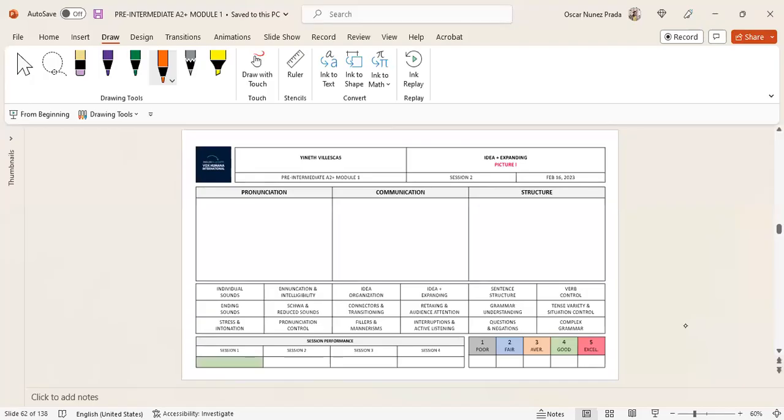Right, feedback for session number 2, idea plus expanding, picture number 1. So let's just start with the communication process here. For example, some techniques we can use when we talk about pictures is idea plus expanding, because that's the technique we need to use here. Okay, and for that, we need to use, for example, connectors and transitioning devices.